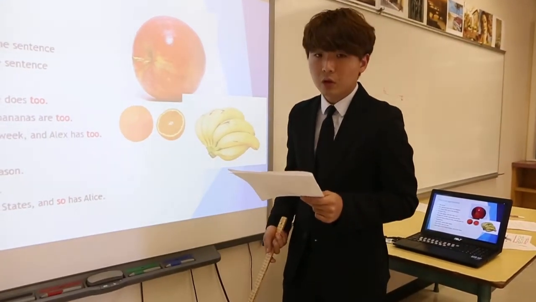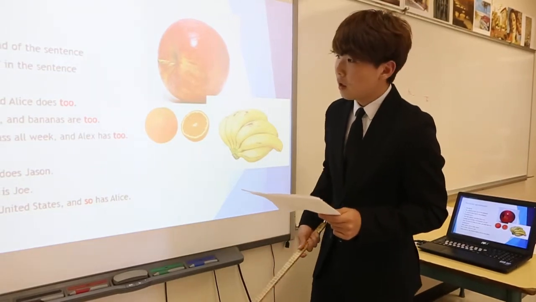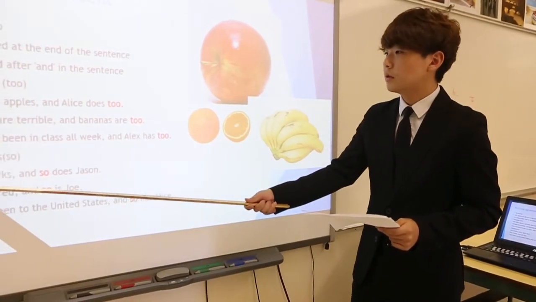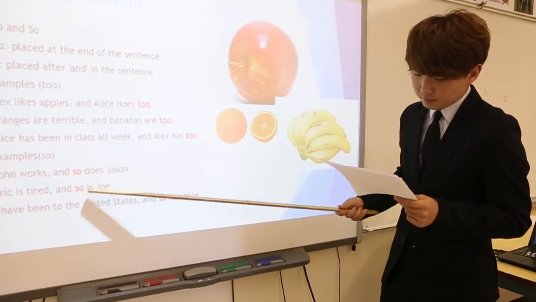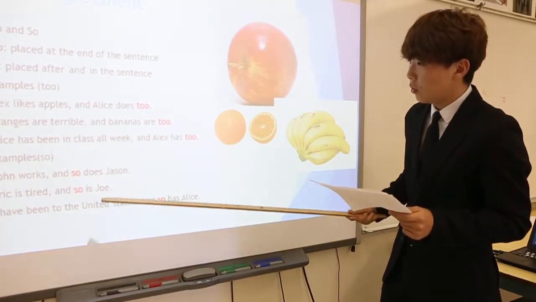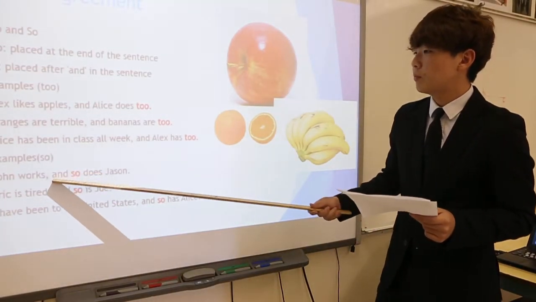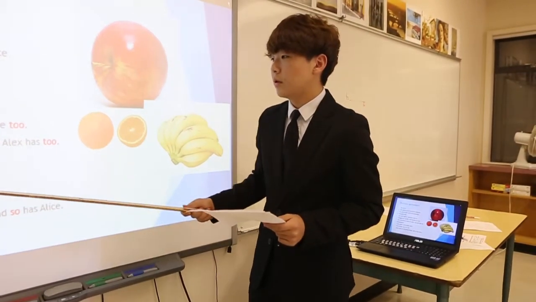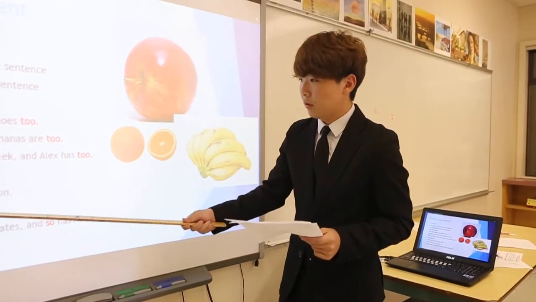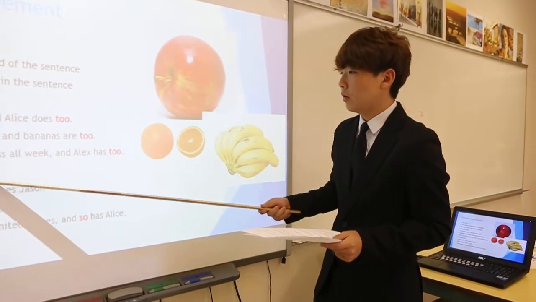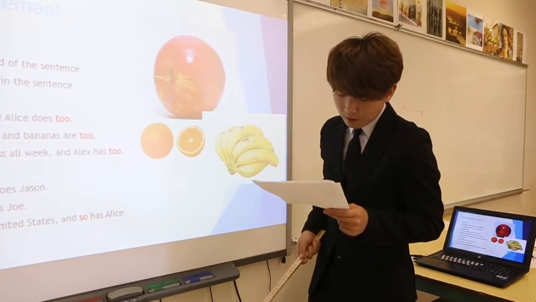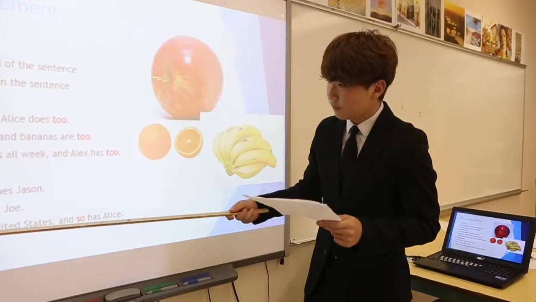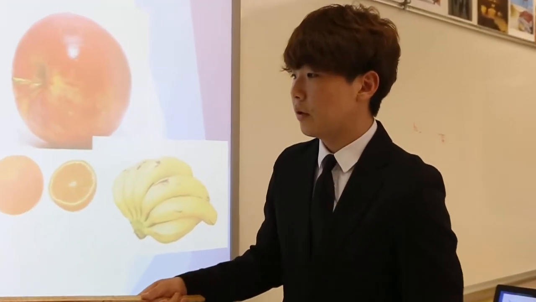Next, we use so to express an agreement too. For example, in this sentence, John works and so does Jason. I use so, therefore the order of the words is changed. I use and to connect two sentences, and it is just an action verb, so I use does for the verb in the second sentence.